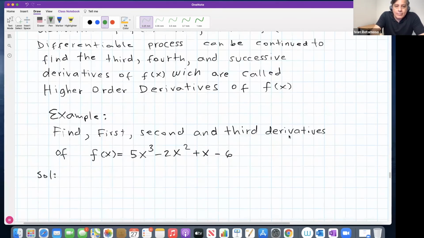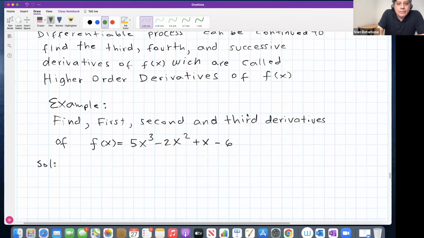Here is an example, a nice example. Suppose they ask you to find the first, the second, and the third derivatives of this polynomial function, f of x equal 5x cubed minus 2x squared plus x minus 6. They want you to get the first derivative, second derivative, and third derivative. How do you proceed? Well, start with the first derivative, right?